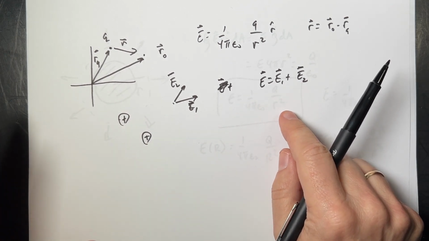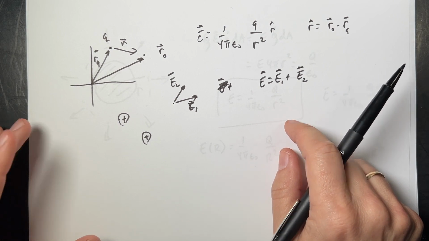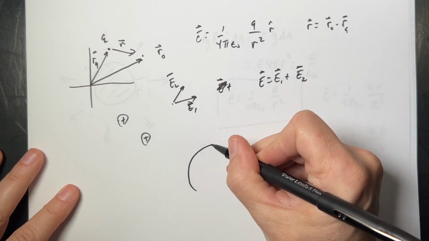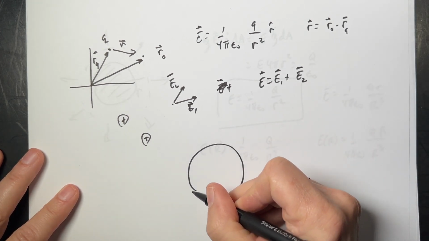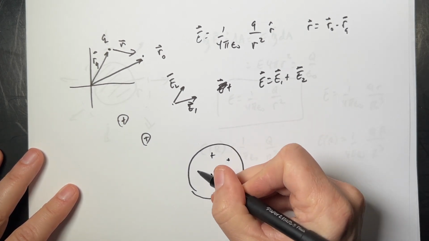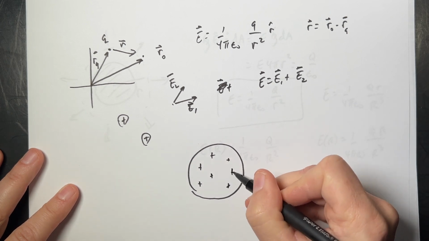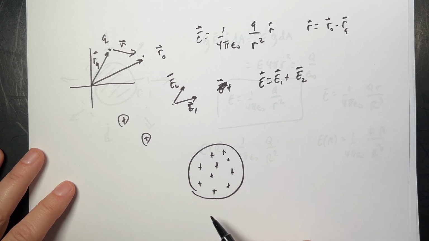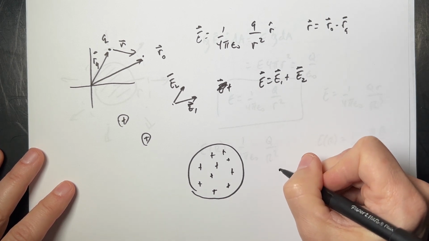So how can I represent a uniform charge sphere with a bunch of point charges? Well, imagine that I have this. Here's my sphere, and I put a bunch of point charges in here. Let's say there's 100 or 1,000. It doesn't really matter. But those are all my charges. And I want to find the electric field right here.